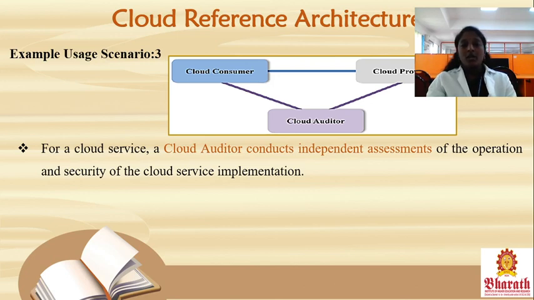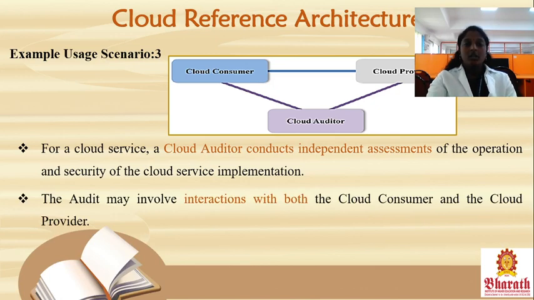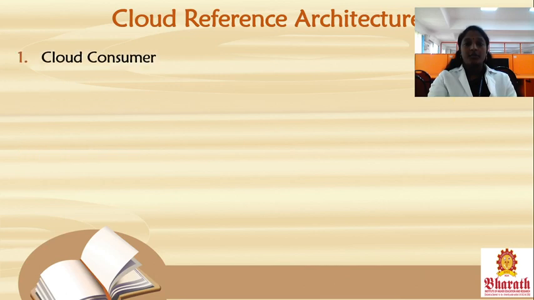Based on that only, a consumer is going to upgrade the service, or they are going to withdraw the service level agreement from the cloud provider. That information will be given by the cloud auditor. Whenever the cloud auditor assesses or audits information between the consumer and provider, he needs to get information from both of them, so the auditor will make use of all the information used by the consumer and provider. The auditor will then give some suggestions for the cloud consumer.